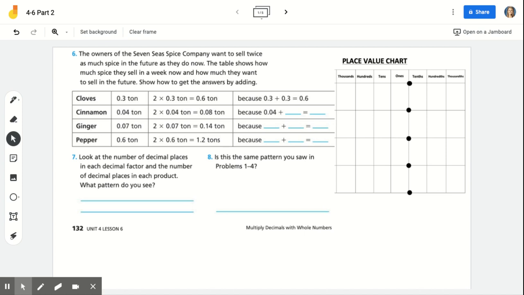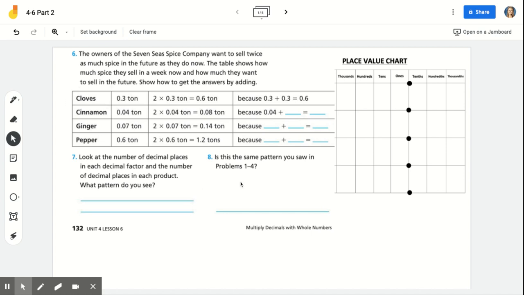It says the owners of the 7 Seas Spice Company want to sell twice as much spice in the future as they do now. The table shows how much spice they sell in a week now and how much they want to sell in the future. Show how to get the answers by adding.